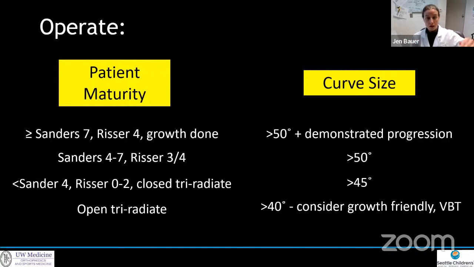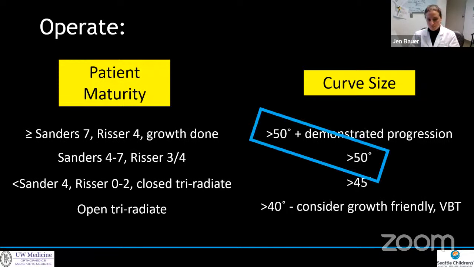We can get it into the category just above that. So now the triradiates are closed. They still have a lot of growth left, but not an extreme amount of growth. Then I can put it over to the posterior spinal fusion category. So there's a lot of different options, but they're kind of all centered around the same thing. Curves of 50 degrees and growth.